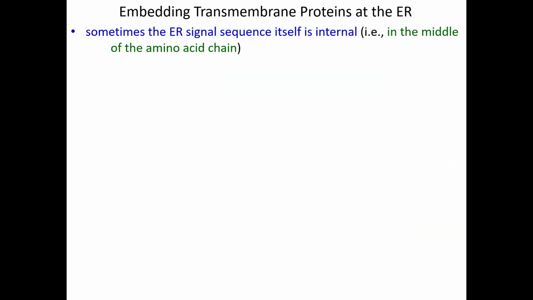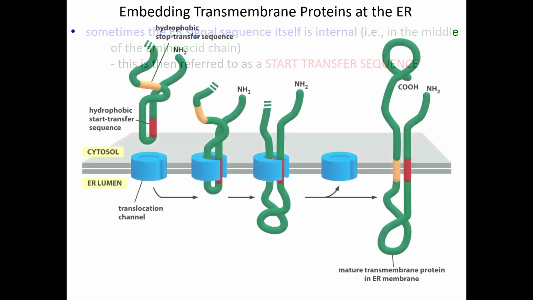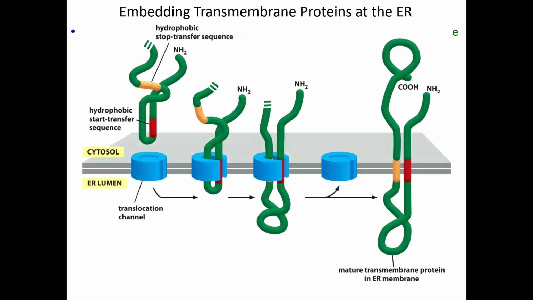Sometimes the ER signaling sequence itself is not on the amino terminal end of the protein, but in the middle of the protein. If that's the case, we refer to that as a start transfer sequence. Here, the ribosome makes quite a bit of the protein freely in the cytoplasm. But somewhere in the middle of the chain of amino acids is a start transfer sequence. A start transfer sequence is essentially a signaling sequence, but it's not at the amino terminal end.